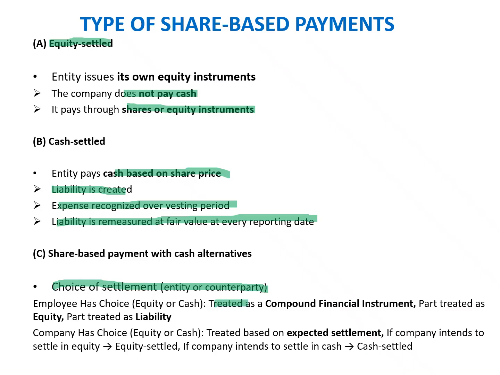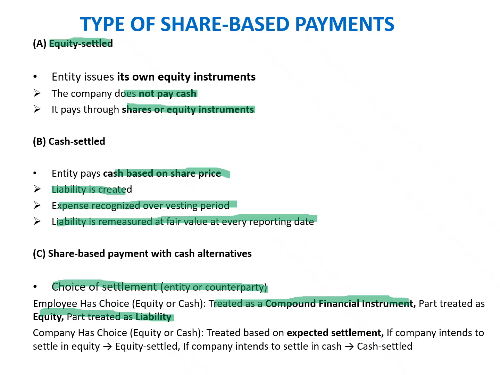in that case, it has to be treated as a compound financial instrument, wherein part is treated as equity and part is treated as a liability, which means that for the equity portion, the fair value is not going to be remeasured on each reporting date, but the liability portion, or the cash portion, is going to get remeasured at each reporting date.